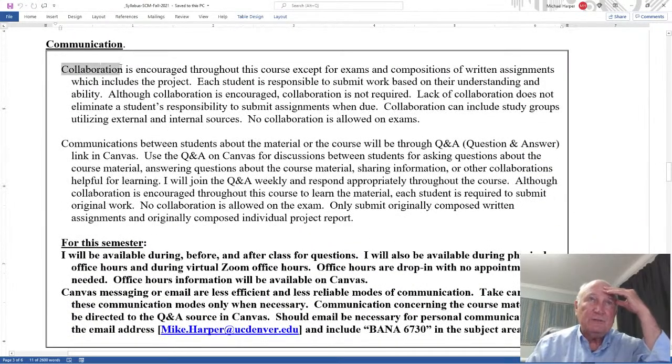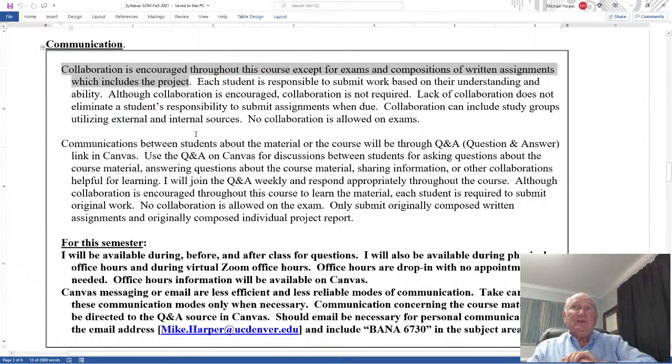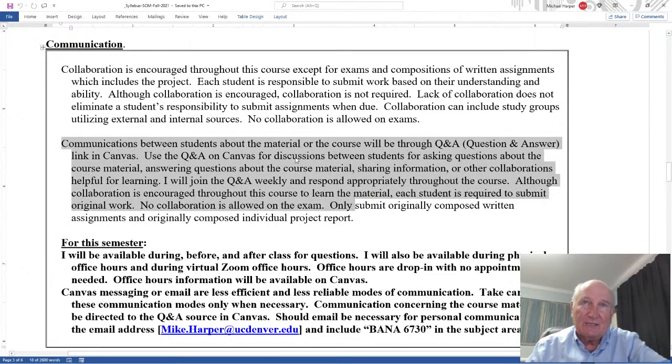Now, collaboration, which is communication between students, between people, is encouraged throughout the course. I want to emphasize that. Except for exams and the composition of written assignments, which includes the project. Sometimes I'll have written assignments within the homework. So the point is to collaborate, learn, ask. And that's what the Q&A is for. Down here, the Q&A, that's what that's for.